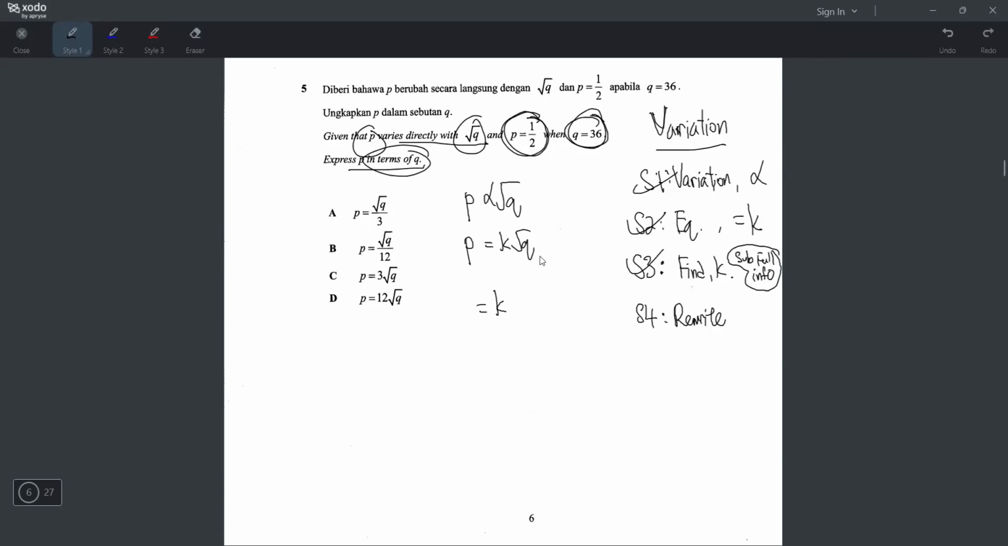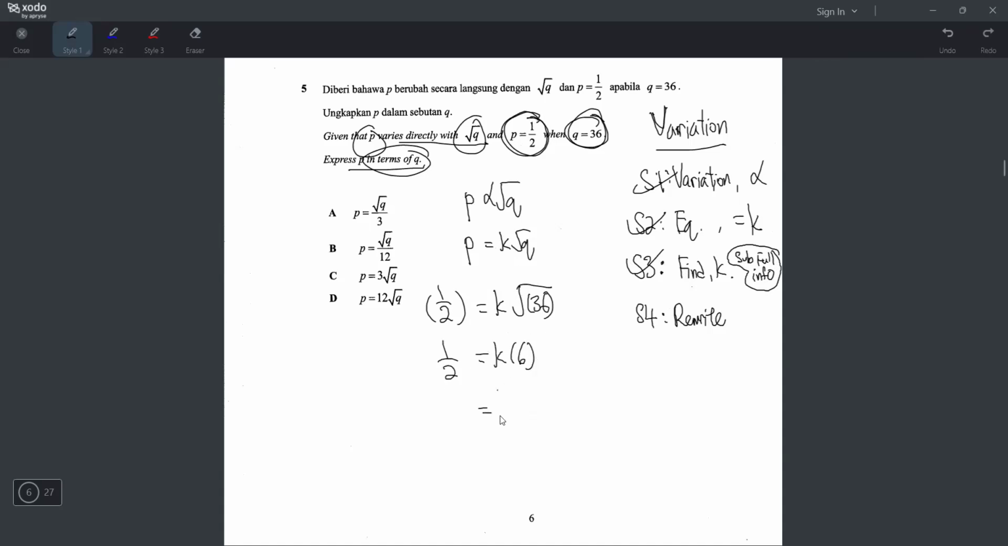You have to substitute the complete information into this equation to find K. So what is the complete information here? You must have P and Q. Both must be there. You cannot have only one. It has to be full. So P 1/2, just put it in. Q 36, just put it in. But don't forget the square root. So now it becomes 1/2 equals K times 6.